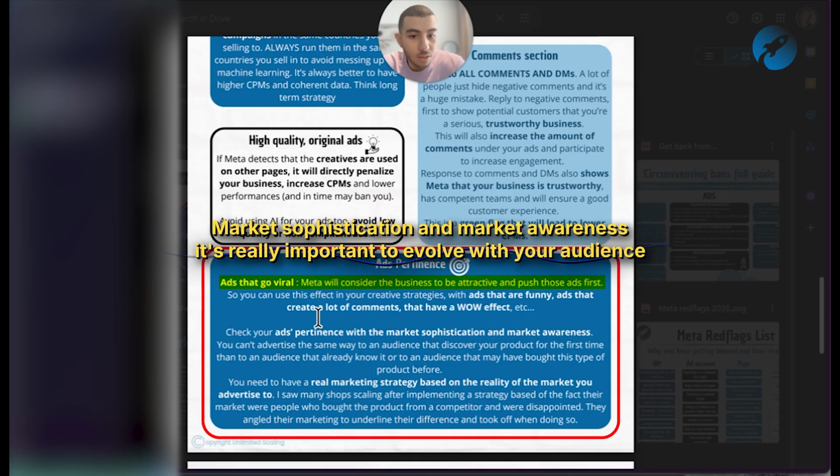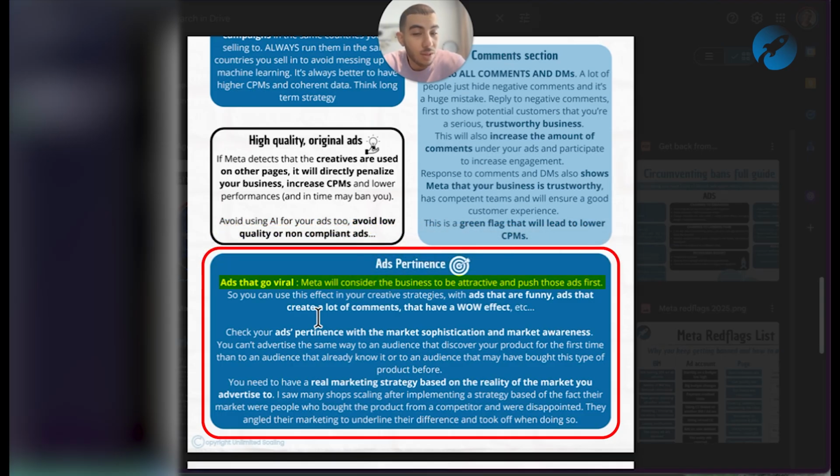Market sophistication and market awareness. It's really important to evolve with your audience. Running a lot of ads, maybe you can talk about a competitor, you can compare yourself to them, say how good you are compared to them, how bad their product is compared to yours. This is market sophistication. It's considering that there are other people in your market that are doing something. You should be considering that in your ads, not ignoring those guys, so you can adapt what you're doing to what they do. That's very, very important.